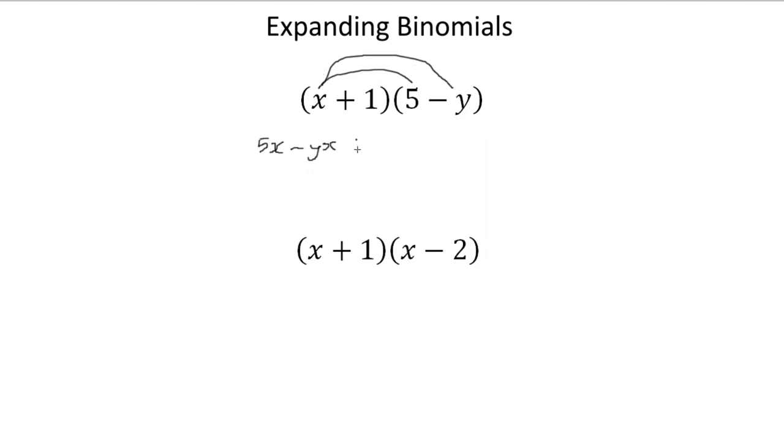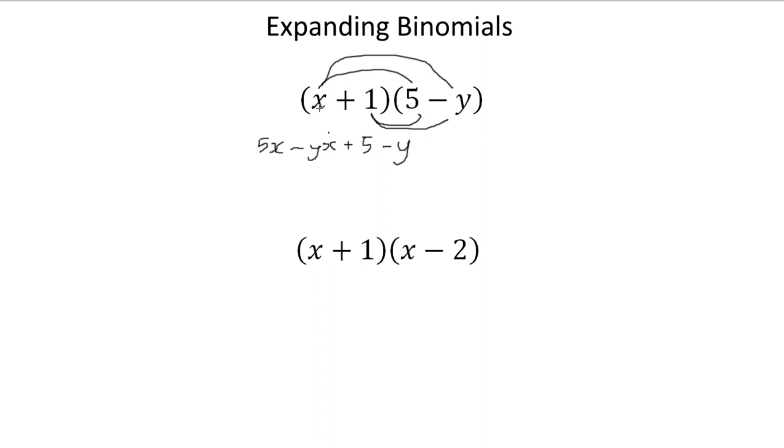Now that that's done, we take the 1 and we do the same thing. So 1 times 5 is just 5, and then 1 times minus y gives us minus y. And that is all there is for that. So that is the general method of multiplying two binomials together.